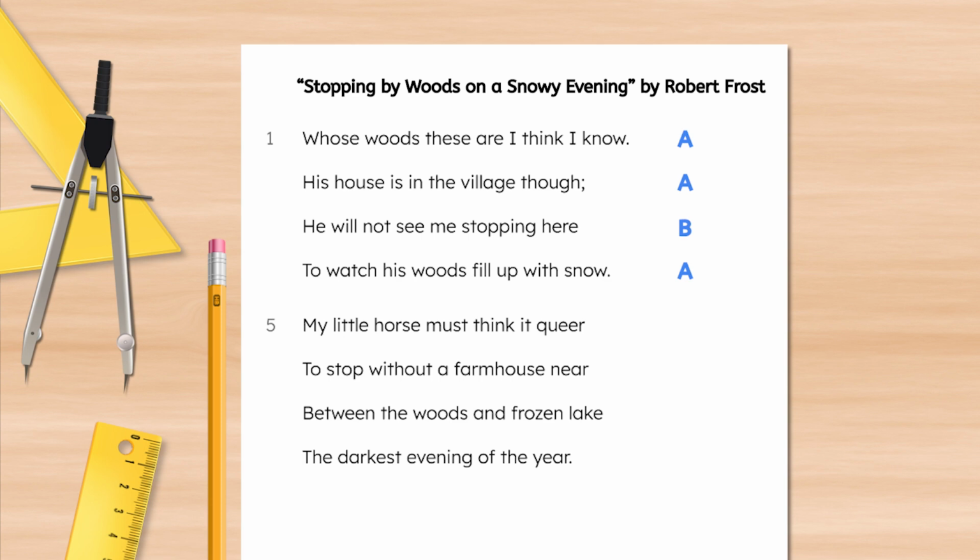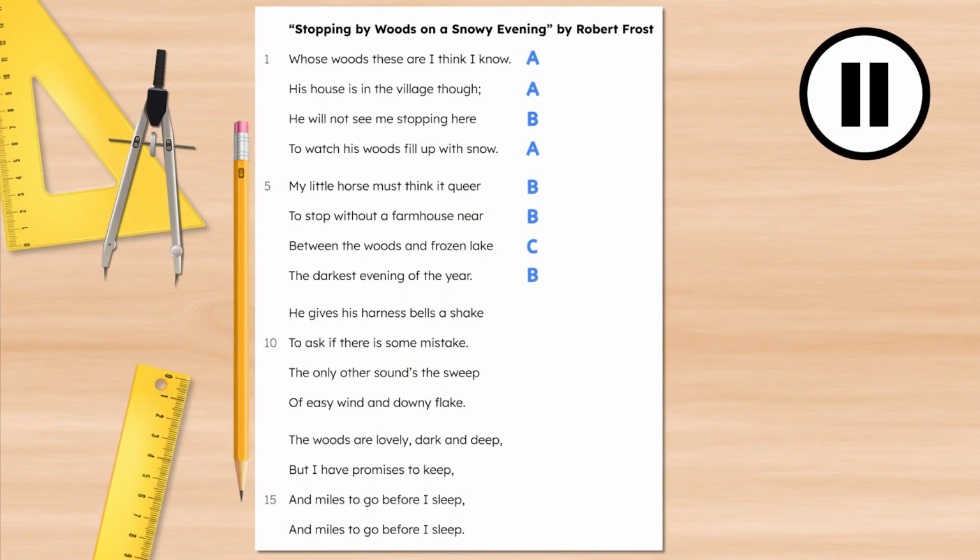On to stanza 2, should we mark any lines A? No, none of these lines rhyme with the A lines in stanza 1. Should we mark any lines B? Yes, lines 5, 6, and 8 all rhyme with line 3 from stanza 1. But what should we mark line 7? If you said C, you're right. Pause the video and try marking the rhyme scheme for the rest of the poem in your notes.